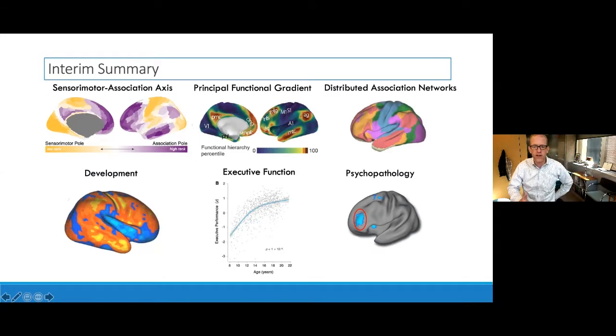So just to recap here, convergent features from many data types show that the brain is organized into a sensorimotor-to-association axis. We can study this using fMRI, as the principal gradient of functional connectivity encodes this axis. In particular, fMRI allows us to look at distributed association networks. And so we're going to build on earlier work that looked at structural development, which showed that the development of brain structure lines up with the sensorimotor-association axis. And in particular, we're going to focus on the maturation of executive function and examine how this may support the development of executive function and dysfunction in the context of psychopathology.